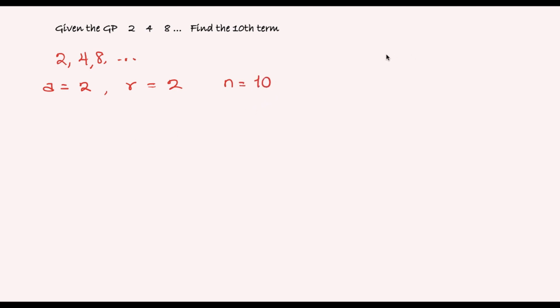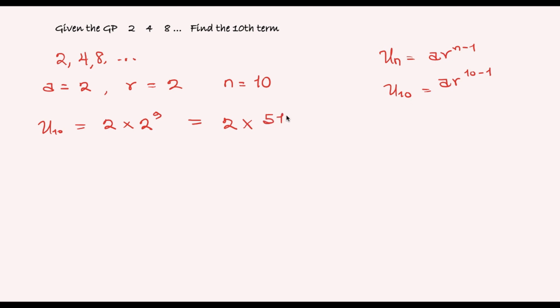Now you recall that to find the nth term, un is equal to a r raised to power n minus 1. So we have that u10 is equal to a r raised to power 10 minus 1. So our a here is 2 multiplied by r, which is also equal to 2, raised to power 9. And 2 raised to power 9 is equal to 512. So our nth term, u10, is equal to 1024.